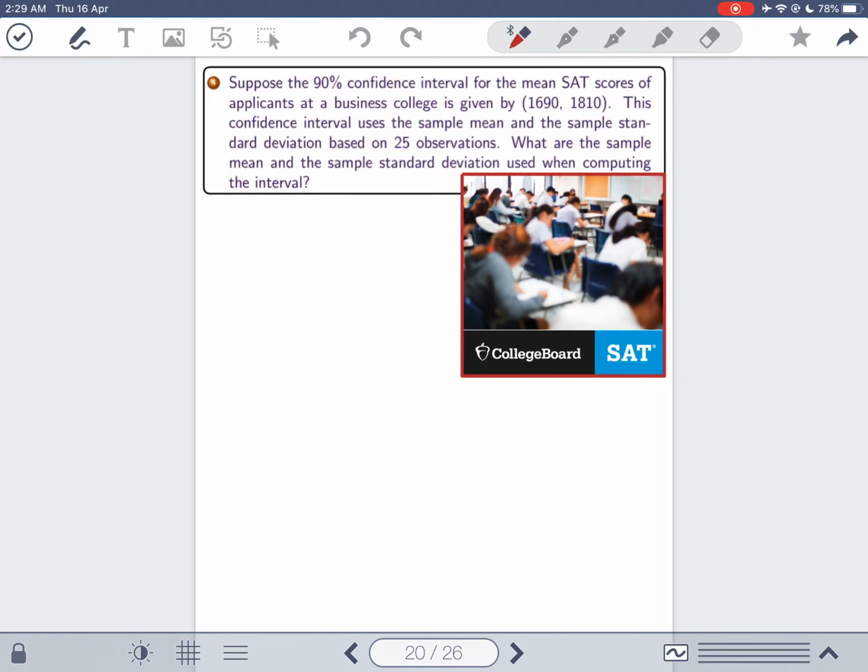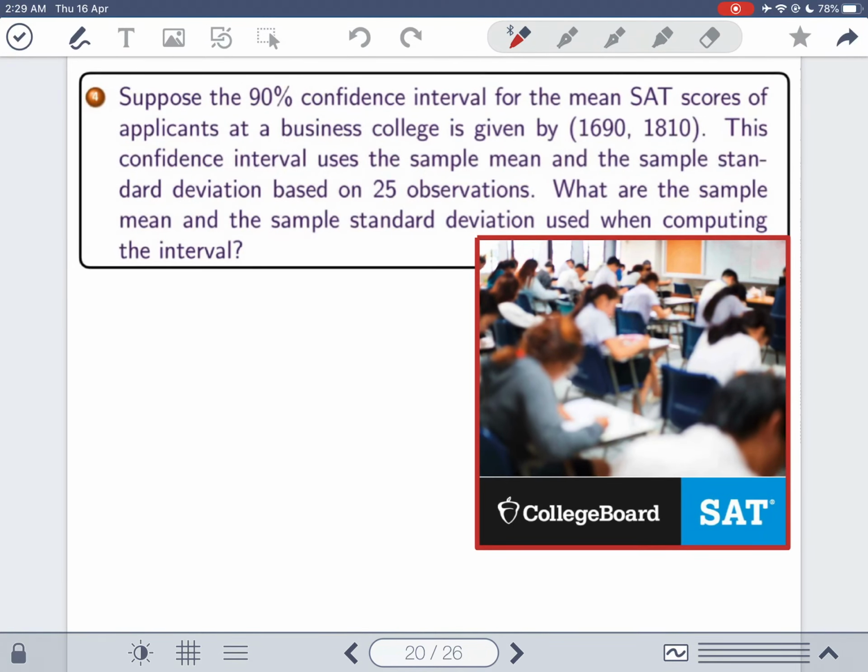Okay, so now we have this question. Suppose the 90% confidence interval for the mean SAT scores of applicants at a business college is given by, okay, so the 90% confidence interval is given. I'll write it here: 90% confidence, remember confidence interval, you can write it CI, is 1690 to 1810. This is the 90% confidence interval.